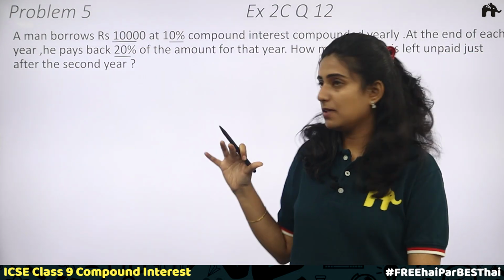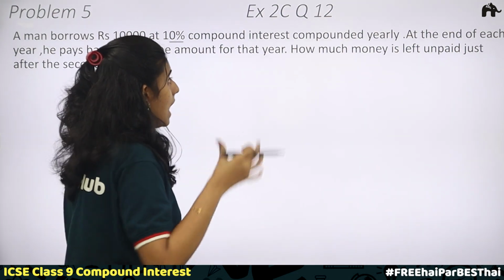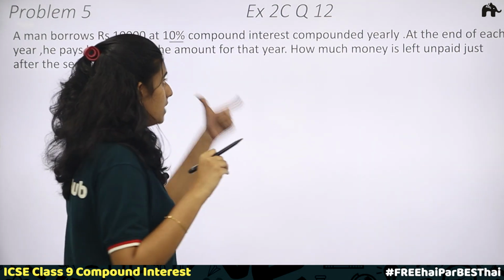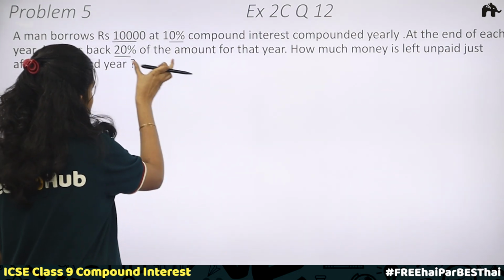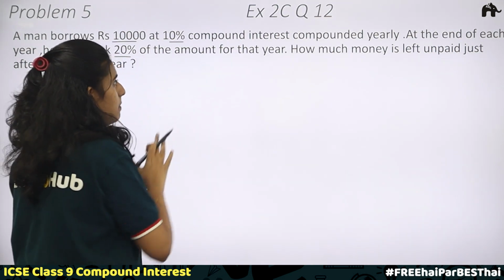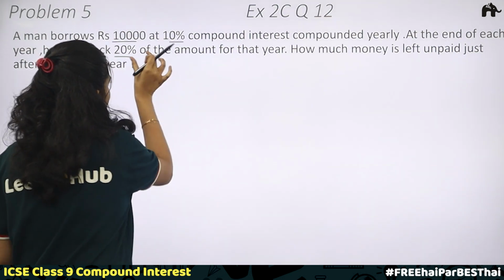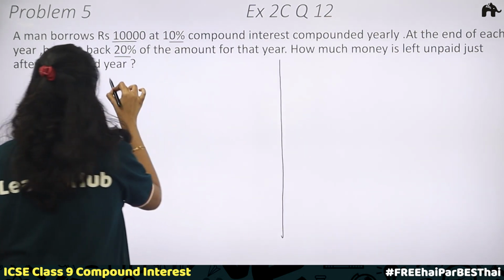So, here what is happening is the principal for the second year will not be the amount at the end of first year. From that amount, we have to subtract the money that is paid back. That is 20% of the amount is paid back every year. So, this amount should be subtracted. So, let's start here for first year.